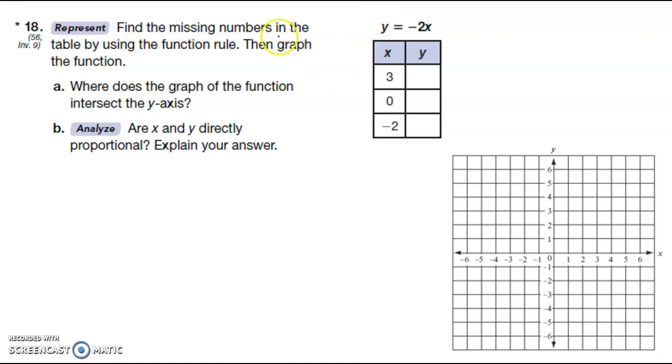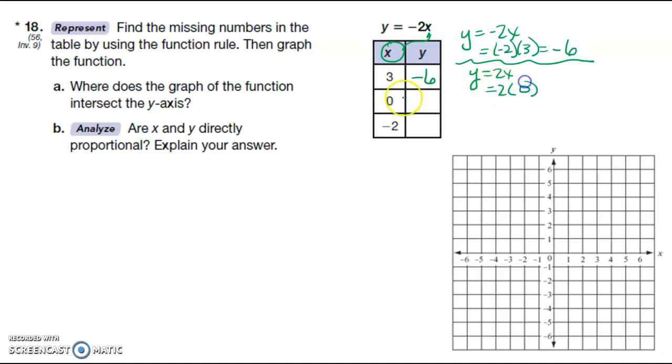All right, so let's go ahead and do number 18. It says find the missing numbers. Where's my, there it is. Okay, find the missing numbers in the function using the function rule and then graph it. So the very first thing I need to do is plug in my x's. So y is equal to negative 2x. The first x is 3. So negative 2 times 3 is equal to negative 6.